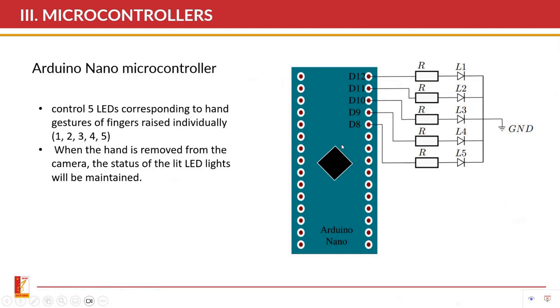Since humans have only 5 fingers, we decided on the on-off control of 5 LED lights corresponding to different hand gestures of fingers raised individually. For example, if we raise one finger, one light will be turned on. When the hand is removed from the camera, the status of the LED light will be maintained.